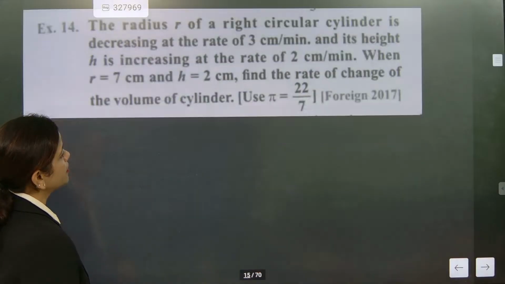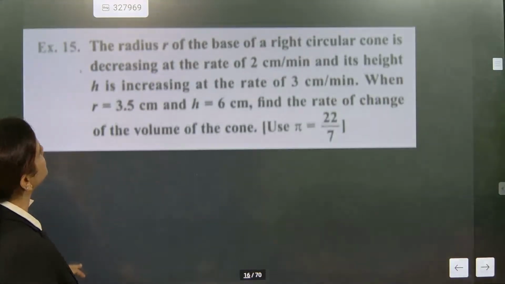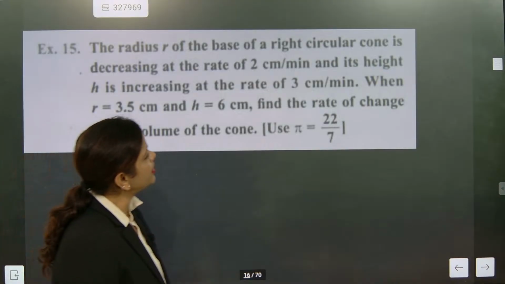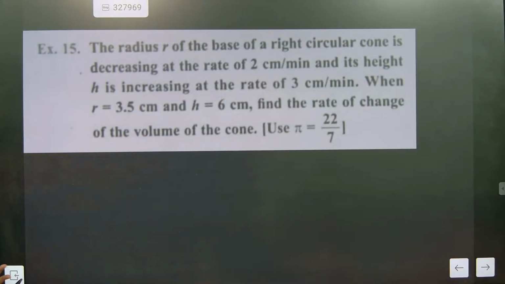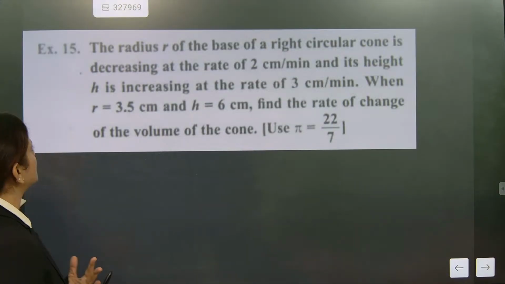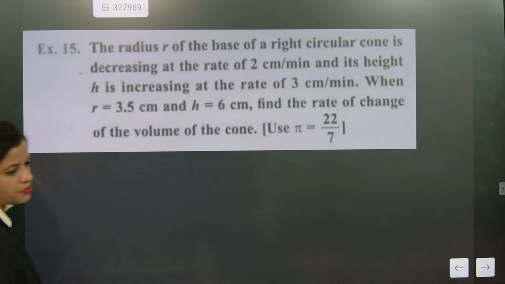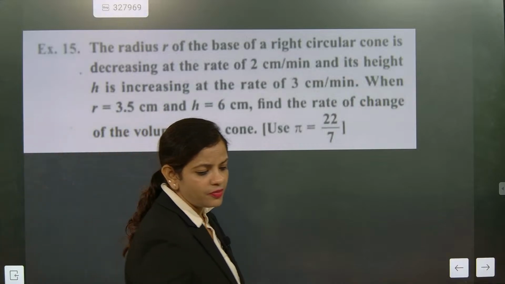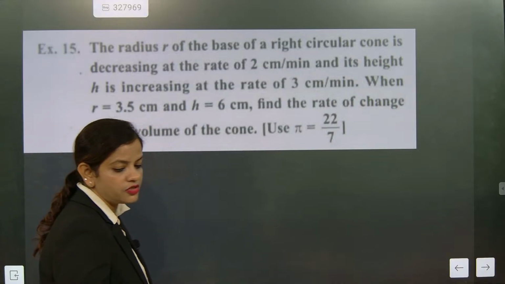Now look at it. The next question is this one. Try this question. The radius r and base of a right circular cone is decreasing at a rate of this and height is increasing at a rate of this. When radius and height are this, find the rate of change of volume of the cone. Please try this question. Everyone, please try this question. Find the rate of change of height of cone.